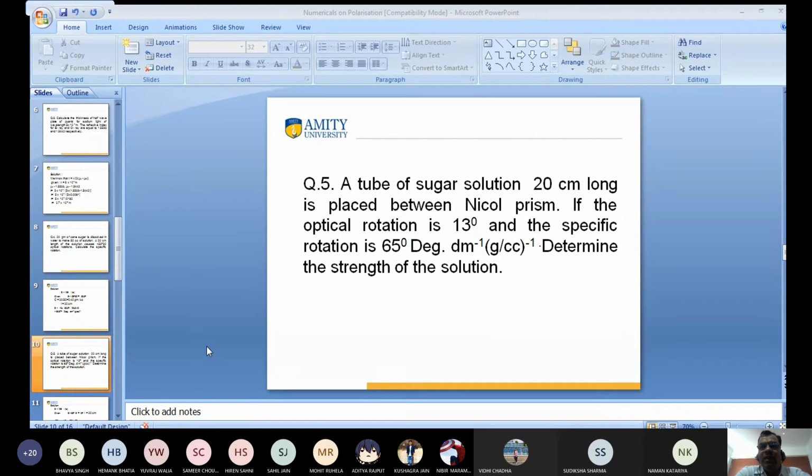Sami Chaudhary, what is the answer? Can you tell me? Sir, 0.1 gram per cc. Who's telling 0.1 gram per cc? Sir, Parth Bansal. Anyone have more? 0.1 gram per cc. Okay.